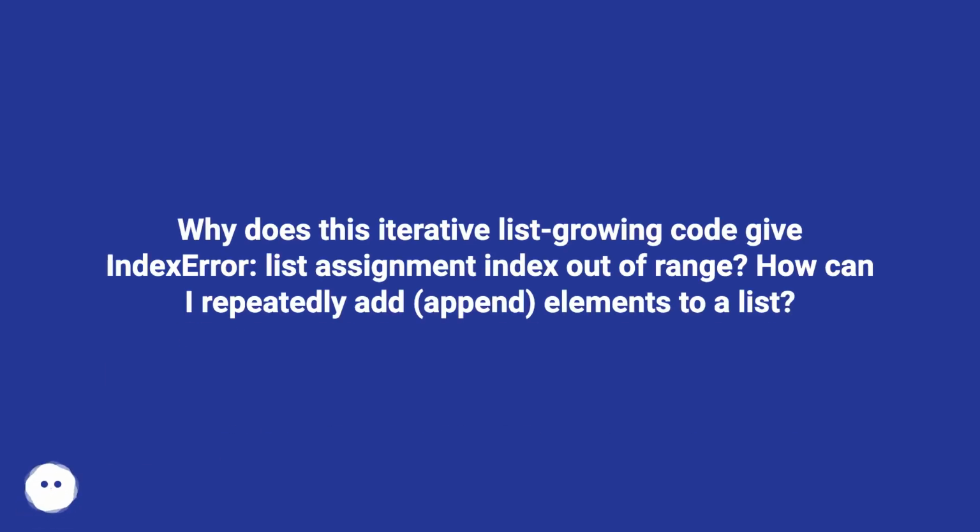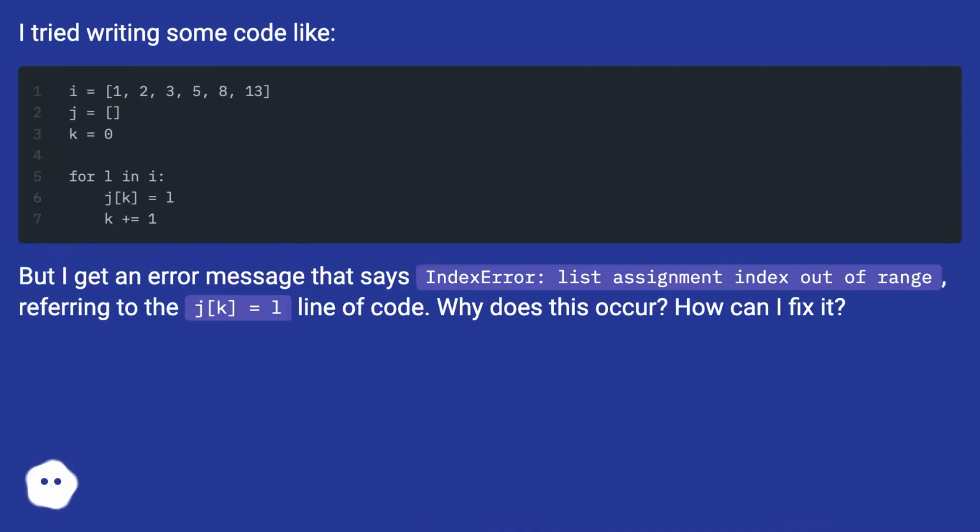Why does this iterative list growing code give IndexError, list assignment index out of range? How can I repeatedly add, append, elements to a list? I tried writing some code like, but I get an error message that says IndexError: list assignment index out of range, referring to the j[k] = L line of code. Why does this occur? How can I fix it?